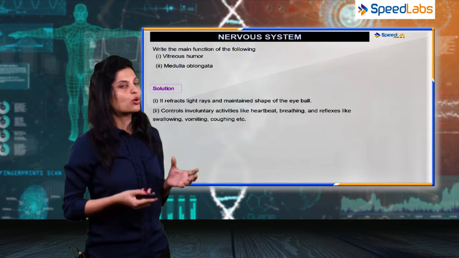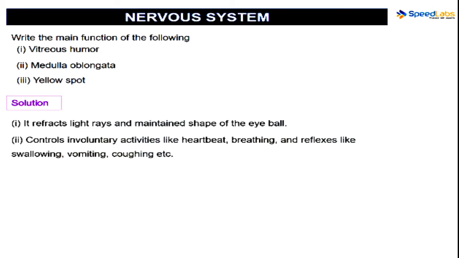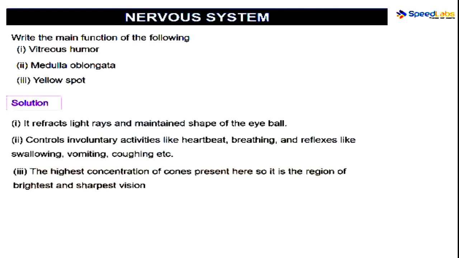Next is, what is the function of the yellow spot? We know that the distribution of rods and cones is not uniform. There is a spot at the back of the eye which is called the yellow spot or the macula lutea or fovea centralis based on its location. This has the maximum concentration of cones, so it is the reason for the brightest and sharpest vision.